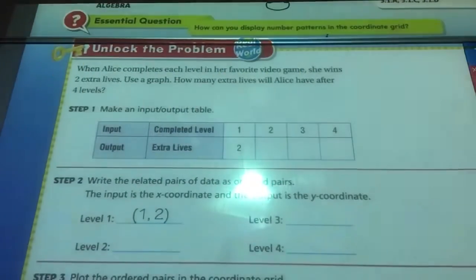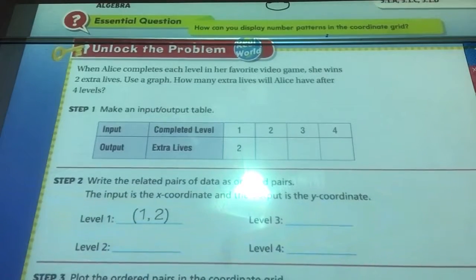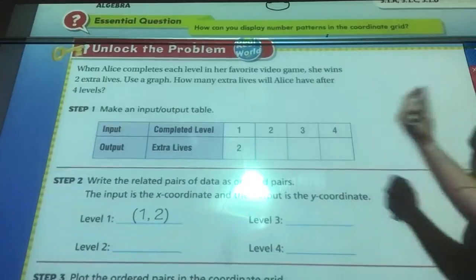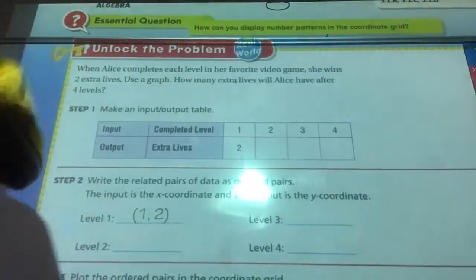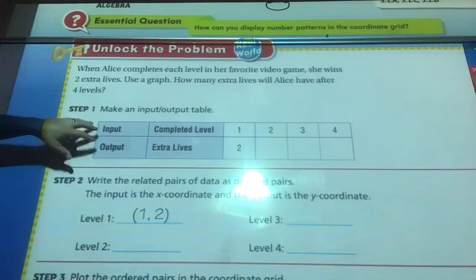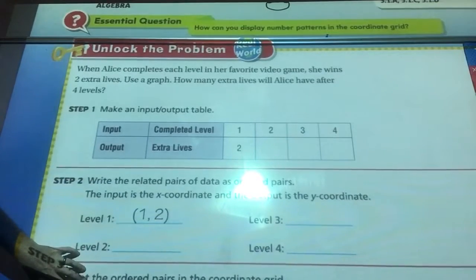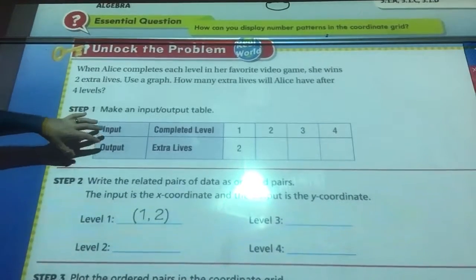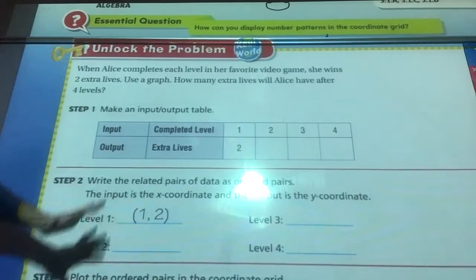All right, 523. Our essential question is how can you display number patterns in a coordinate grid? A lot of what you're going to see on a test is an input-output table. It's either going to ask you to grid it, or it's going to say which coordinate graph matches it.